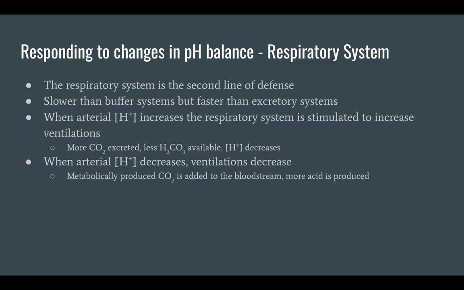And when arterial hydrogen concentration decreases instead, the rate of ventilation will also decrease, which will cause the body to use the metabolically produced carbon dioxide and add it into the bloodstream, which is going to in turn produce more acid and drive the pH levels back down. So that's how the respiratory system corrects it, just through adjusting the ventilation rate.